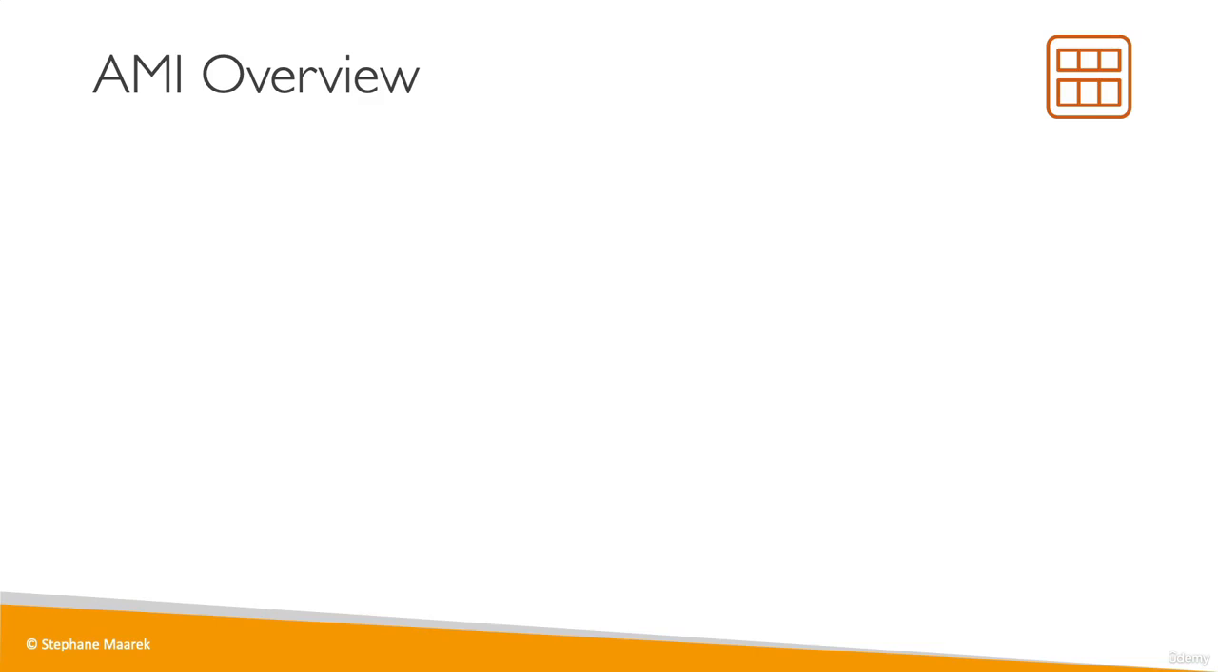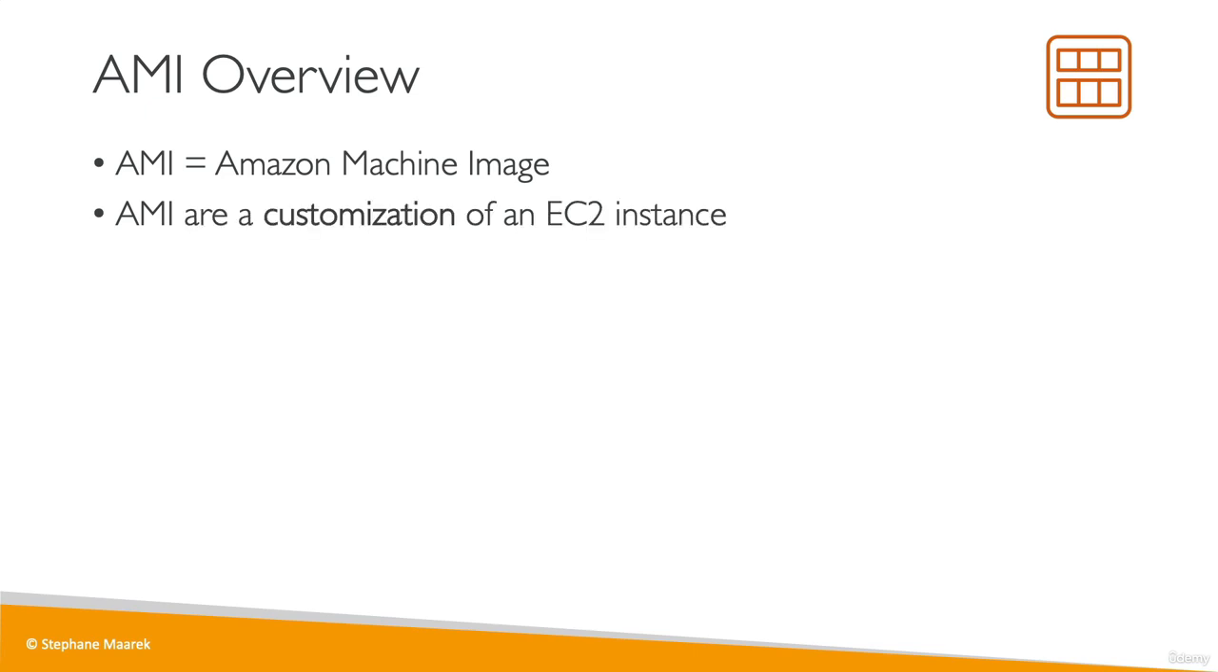Now let's talk about what powers our EC2 instances, which is an AMI. AMI stands for Amazon Machine Image, and they represent a customization of an EC2 instance. So you can use AMIs created by AWS, or you can customize it into your own. And what is in an AMI?